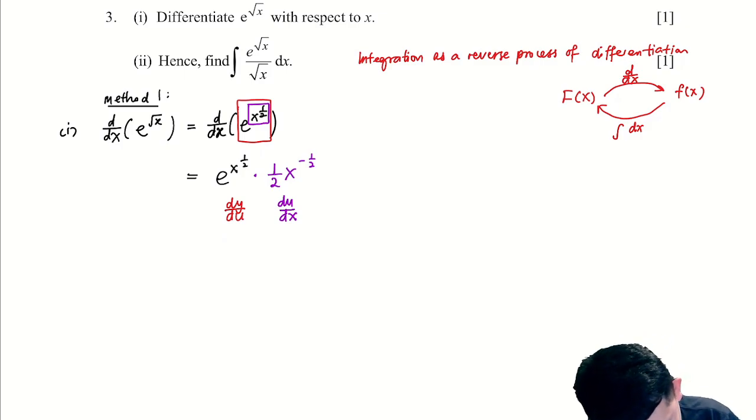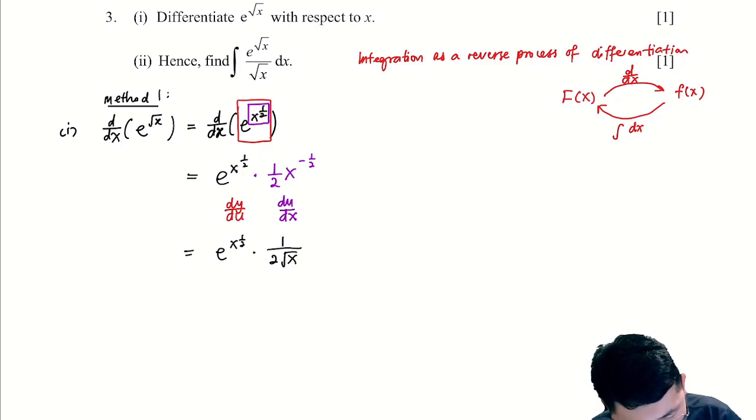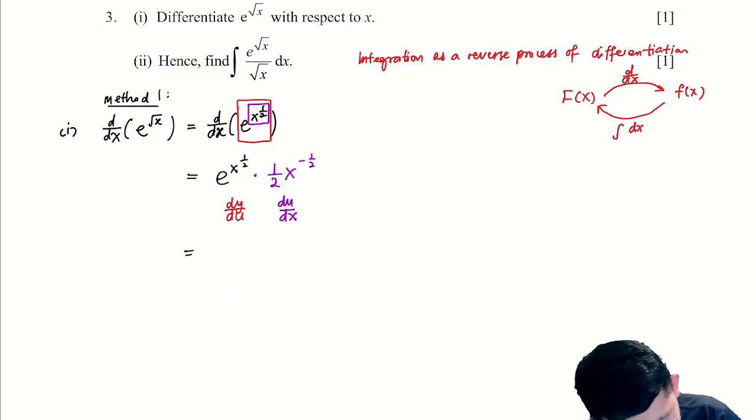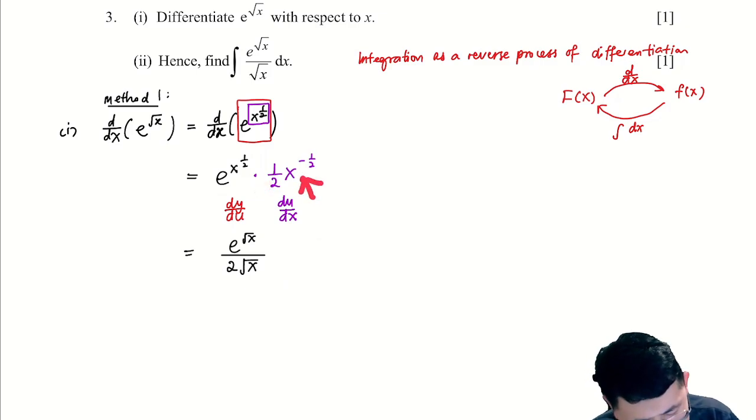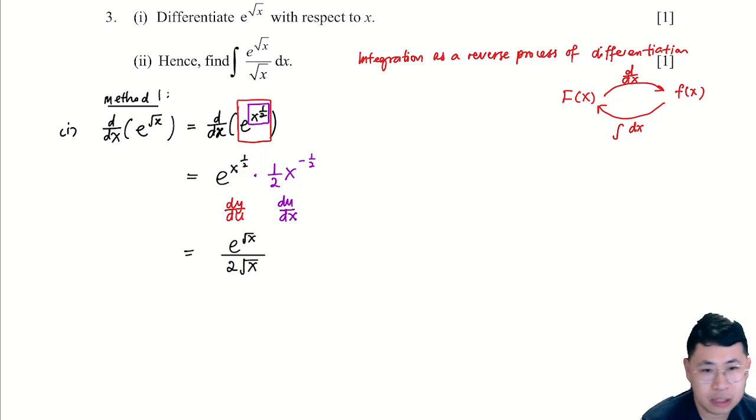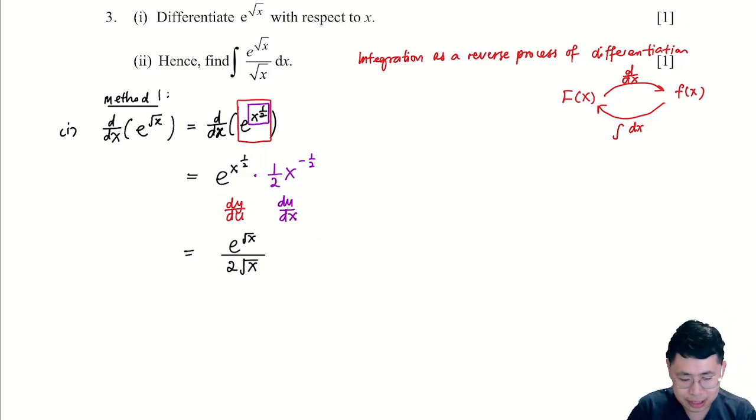Okay, so now let's rearrange. So this one will be e to the x power half, then 1 over 2 square root of x, correct? So we can mash this all into one function. So it will be e to the square root of x on top over 2 square root of x. Okay, so this one on top, this half, this 1 over 2, and then this x power negative half will go down to the denominator. Okay, so this is method 1.